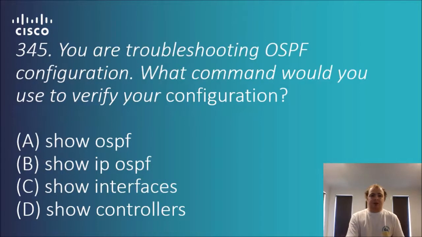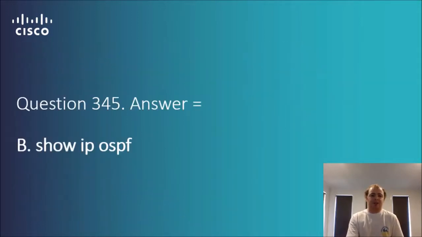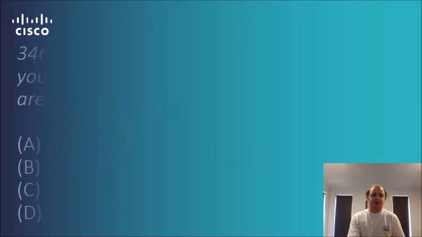345, you are troubleshooting OSPF configuration. What command would you use to verify your configuration? We've got show OSPF, show IP OSPF, show interfaces, show controllers. When looking at configuration, a lot of the times there's something in front of what you need to actually specify. It's normally not just do this thing, it's normally have to categorize. So in this instance, it would be B, show IP OSPF, and that is the syntax to get to those settings.